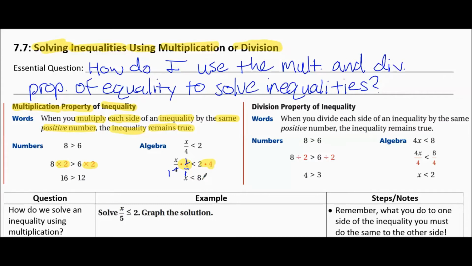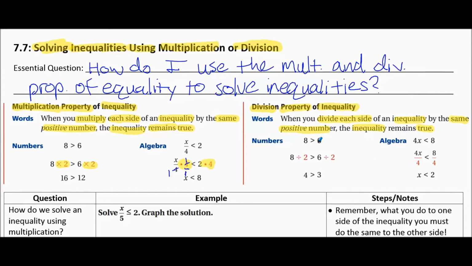Okay? Well, the division property of inequality is the same thing. You have the division property of inequality. When you divide each side of an inequality by the same positive number, then the inequality remains true.